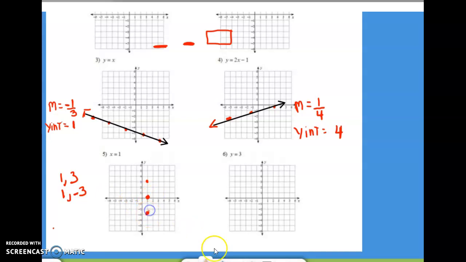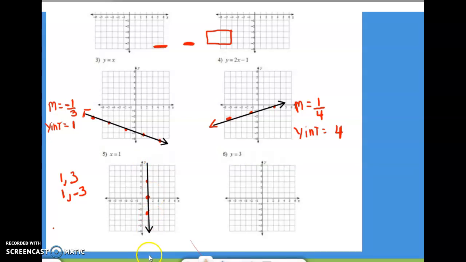Okay? So x is 1, y is negative 3, 1, 2, 3. And as you can see here, you are going to get a vertical line, which would have a slope. It's a little messed up, but you get the picture. Vertical line going through x is 1.